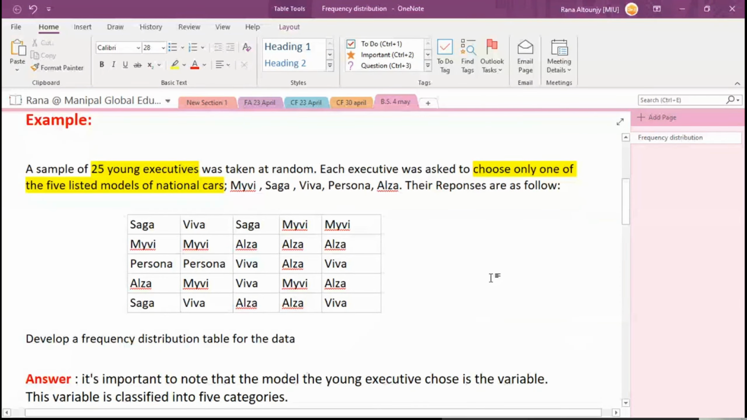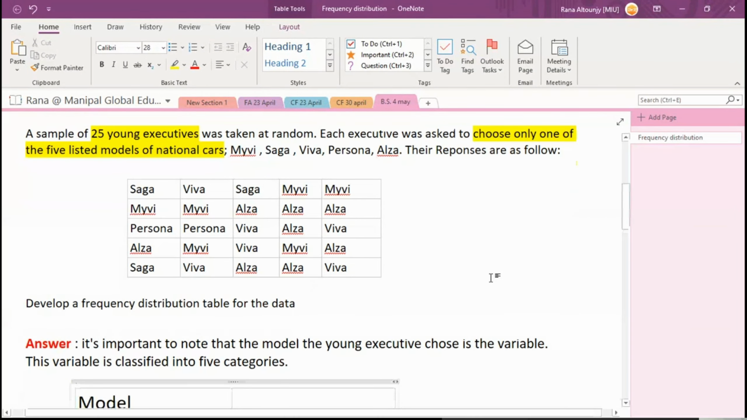It means how many times each one of those models has been selected by our respondents. Again, we have 25 young executives, and we asked each one of them to choose one of the car models, so we received 25 answers. Now we need to calculate the frequency distribution by categorizing our variable. Our variable categories are the cars, because we have only 5 models, so these are 5 categories. Then we need to count how many times each category was chosen.